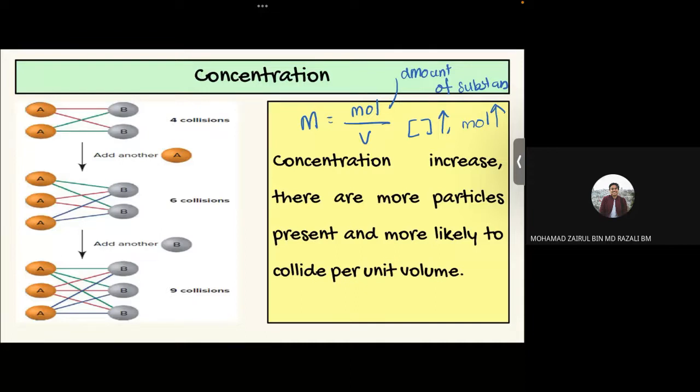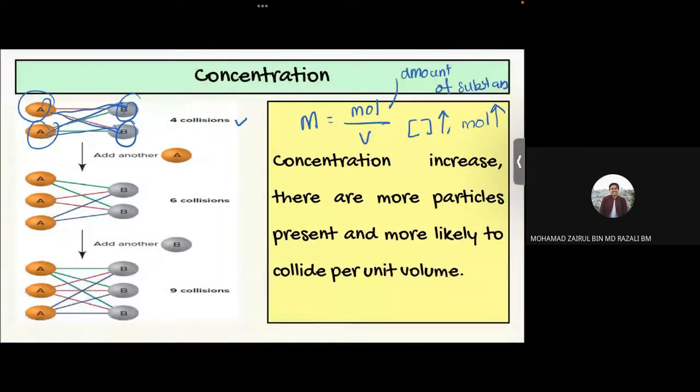Sebab kalau awak tengok sini, kalau awak ada 2 partikel sahaja, collision yang boleh berlaku adalah 4. Maknanya ini dengan ini dengan ini. Betul, ini yang ini kan. Tapi lagi banyak amount of particle yang awak ada, lagi tinggi frequency of the collision. So lagi tinggi frequency of the collision, that means the higher the rate of reaction. Okay.